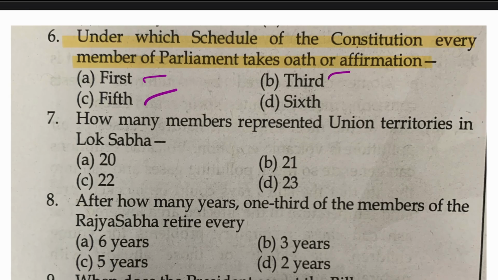First, third, fifth, sixth. The answer is B. Third schedule. This schedule lists various forms of oath for holders of various constitutional offices.